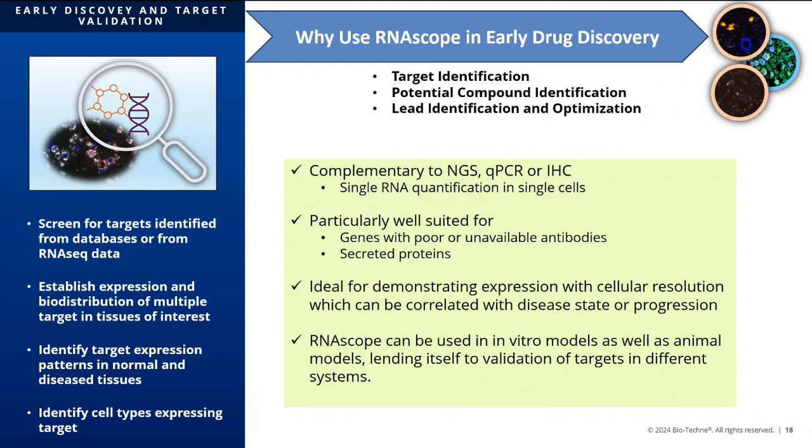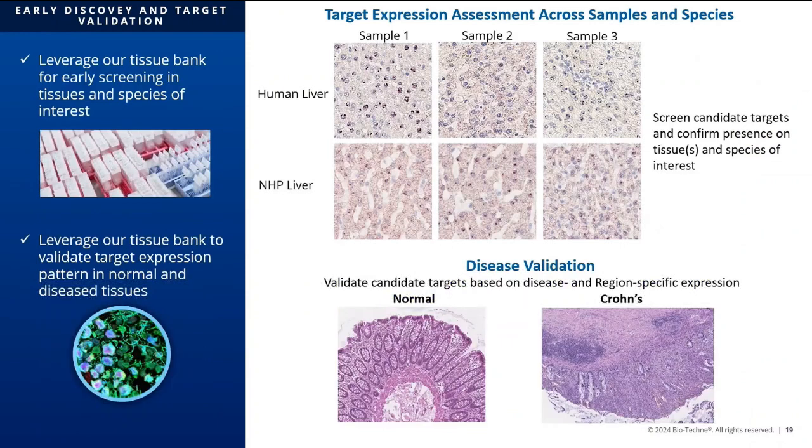With that in mind, we have worked with multiple customers who have come to us and used RNAscope to address these early discovery questions. If you recall, we have a tissue bank that is available to our service customers, and very often these tissues are used in projects to screen and validate candidate targets based on the disease, the cell type specific expression, and species. On this slide, I will touch on two common questions we can help address, either by leveraging our tissue bank or using your own tissue samples.